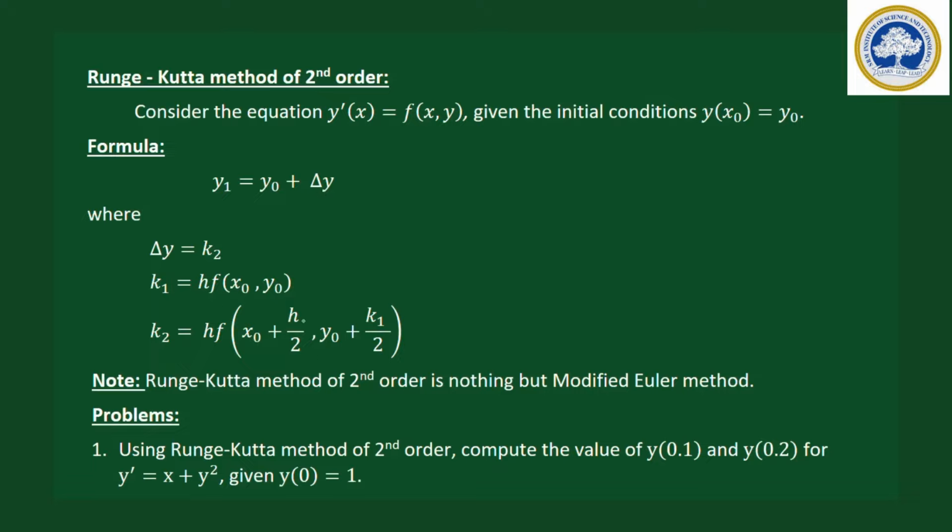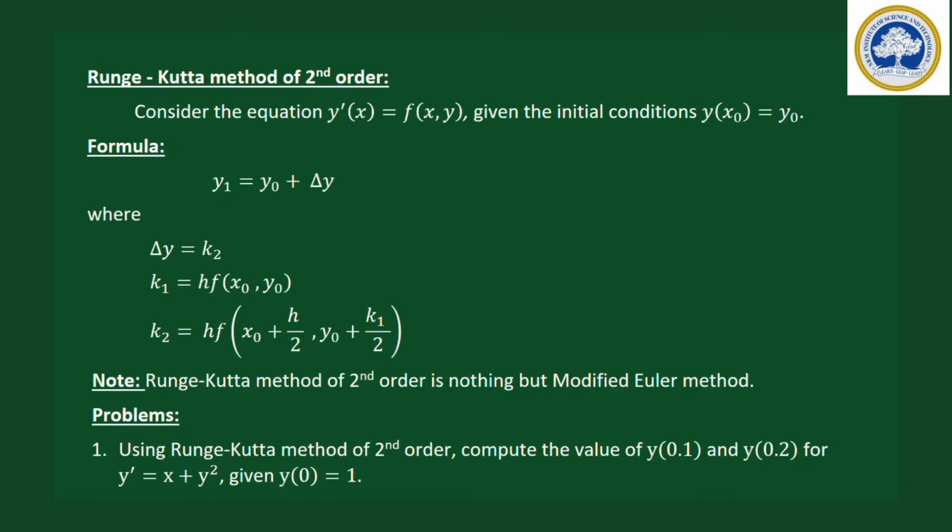Here if you notice, this formula is similar to the modified Euler method. If you substitute Δy = k2 directly, and in place of Δy put h times f(x0 + h/2, y0 + k1/2), this total formula is the same as the modified Euler method, so both are the same. It is called Runge-Kutta method of second order if you use the notation k1 and k2. So now let us move on to the problem.